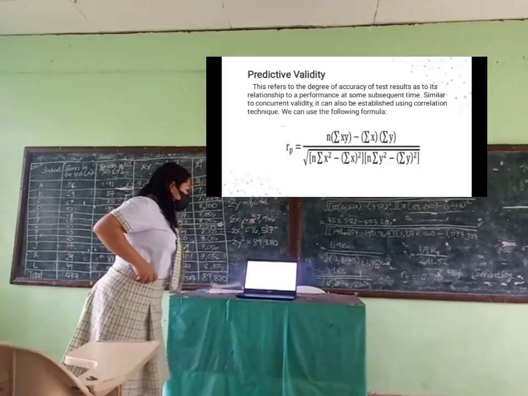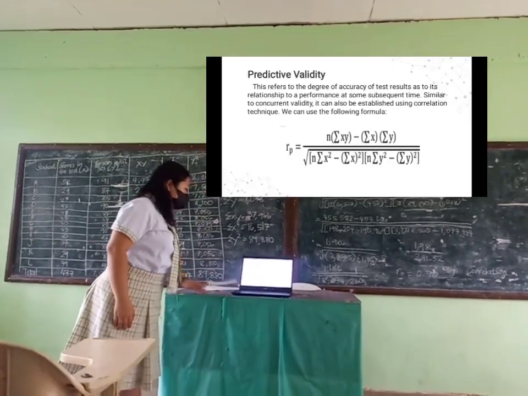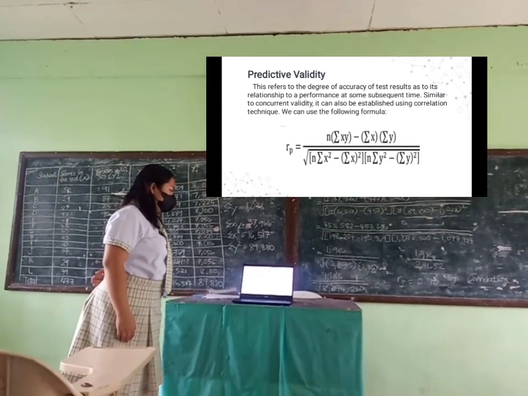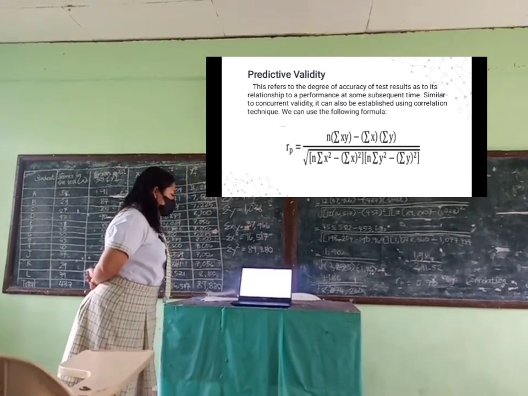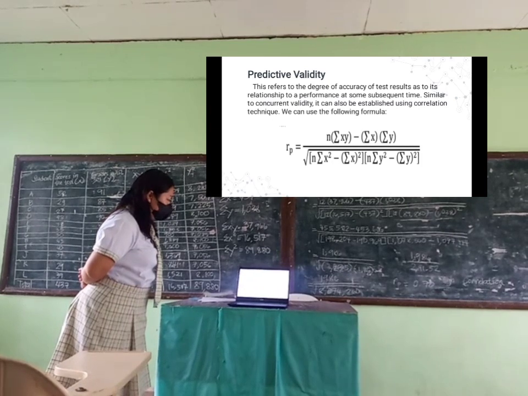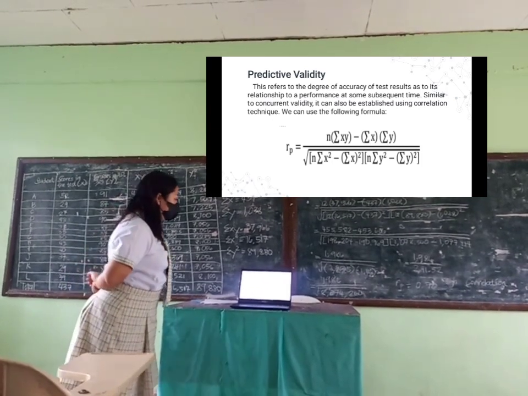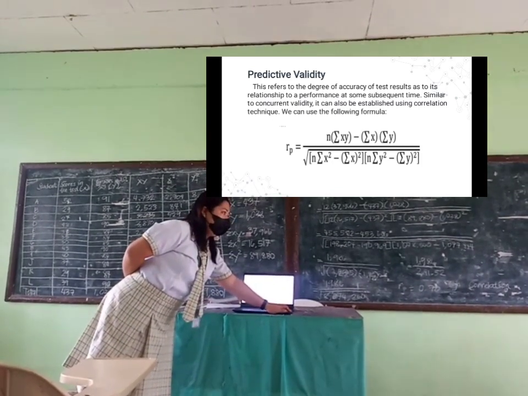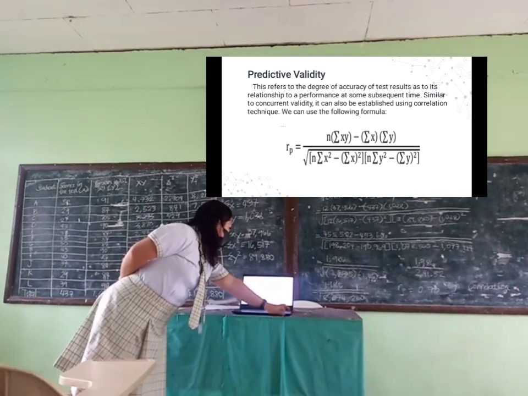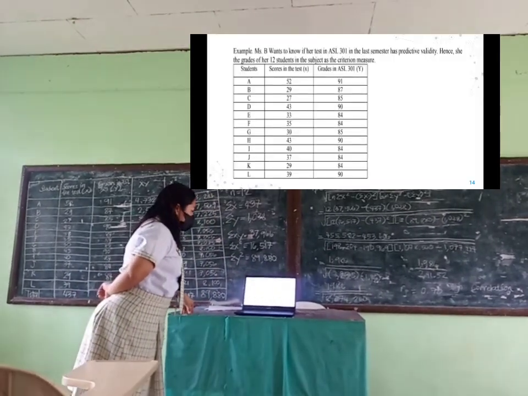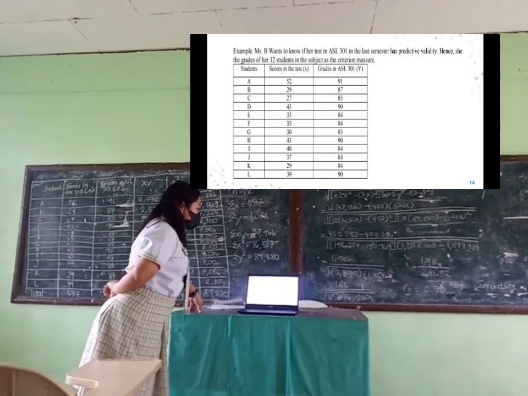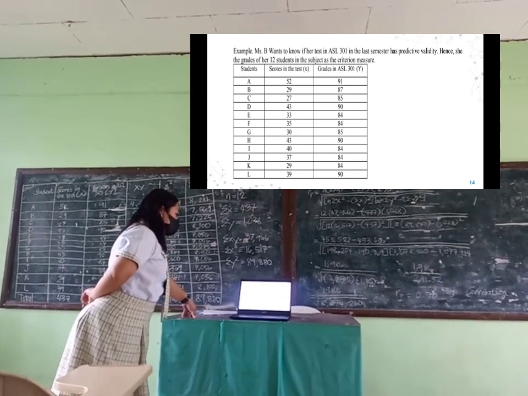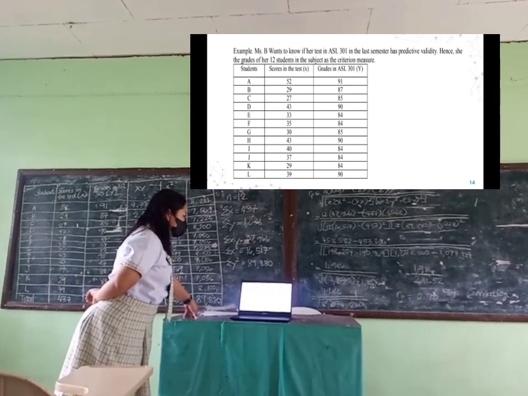Predictive validity. Predictive validity refers to the degree of accuracy of test result as its relationship to a performance of some subsequent time. Similar to concurrent validity, it can also be established using correlation technique. We can use the following formula, the same formula as concurrent validity. Here is an example of predictive validity. Miss B wants to know if the test in ESL 301 in the last semester has predictive validity. Hence, she has the grades of her 12 students in the subject as the criterion measure.